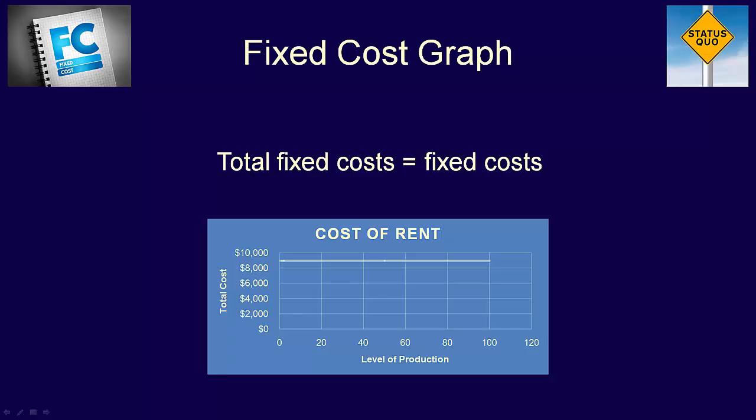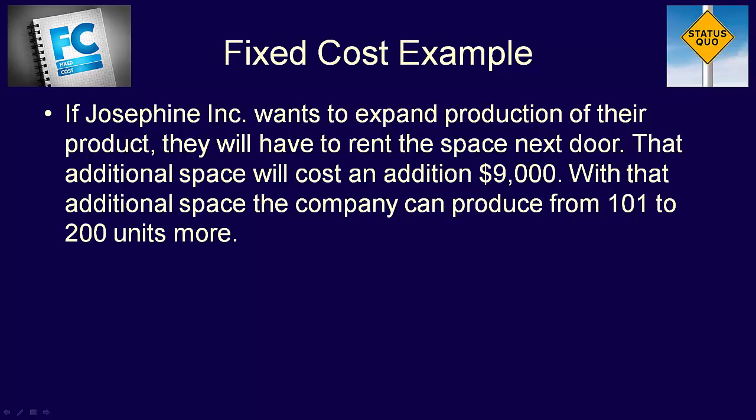Now, does this mean that fixed costs will always stay at $9,000 for Josephine Inc.? Let's go back to our example to see. If Josephine Inc. wants to expand production above 100 units, they will have to rent the space next door. That additional space will cost an additional $9,000 since it's the same size. With that additional space, the company can produce from 101 units to 200 units more. What will happen to our graph now?